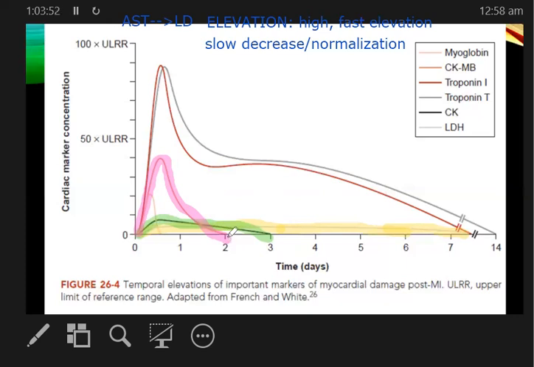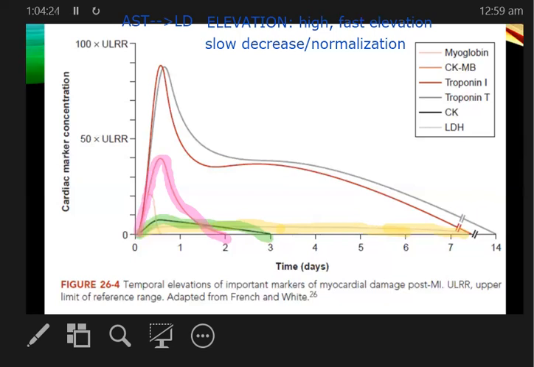Okay, and by the second day, it is already normal. So what if the patient sought medical help 3 days or 5 days after the acute myocardial infarction? Would you be able to detect your AMI? No, because your CKMB is already normal. Okay, so that's the problem with your CKMB. It returns to normal fast.